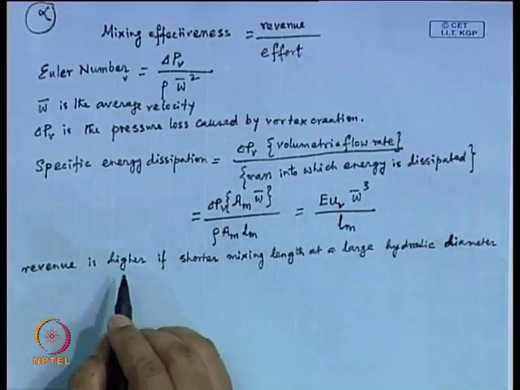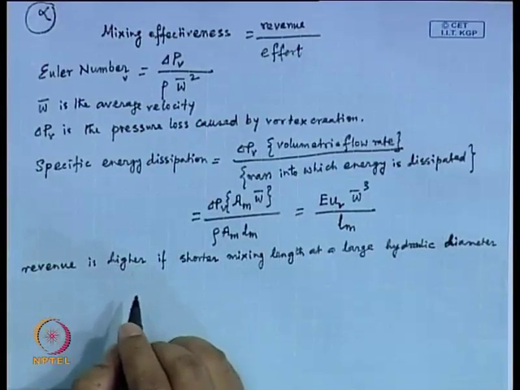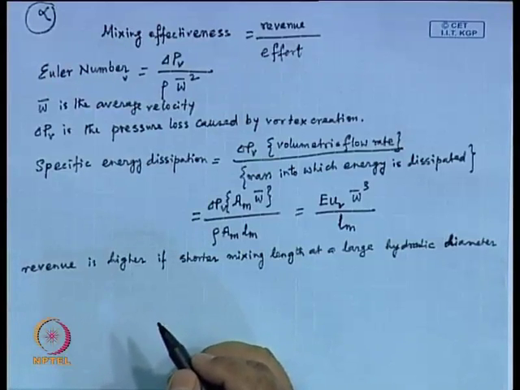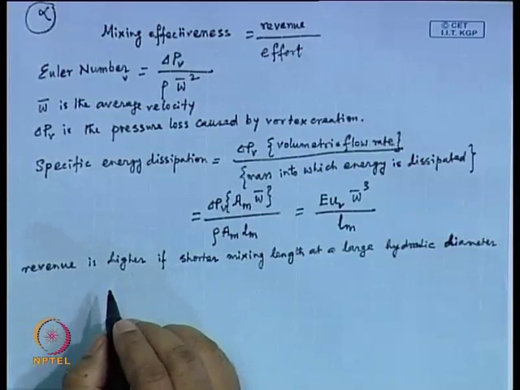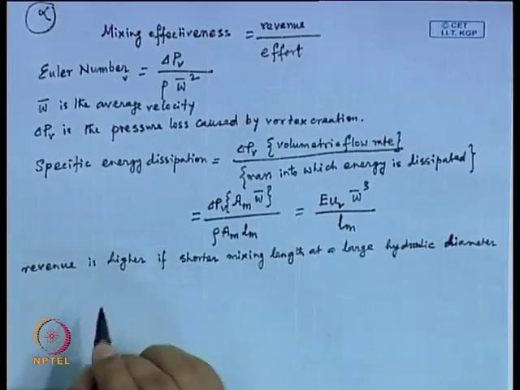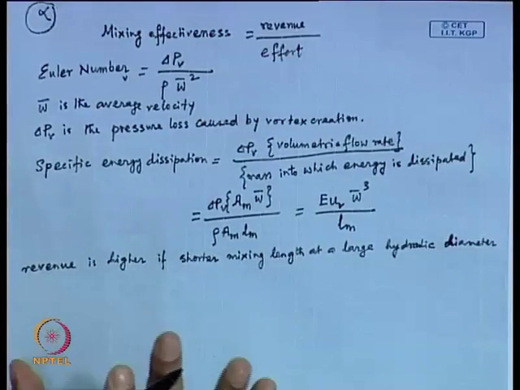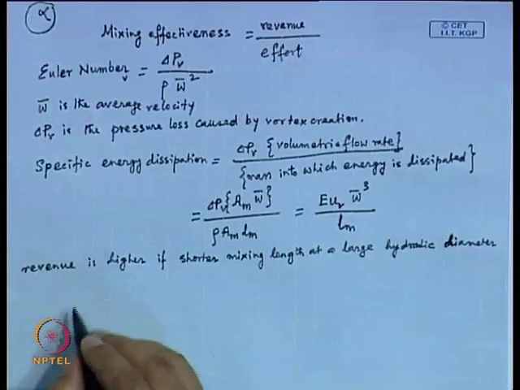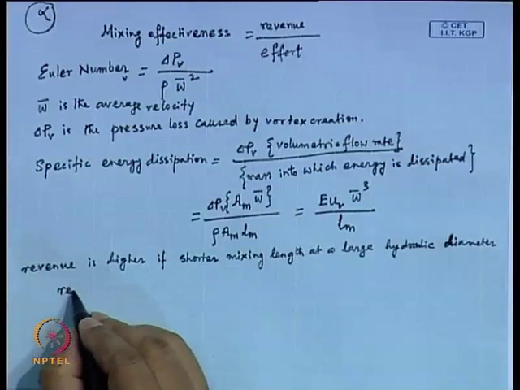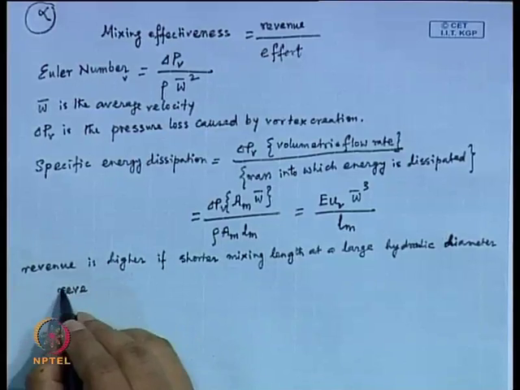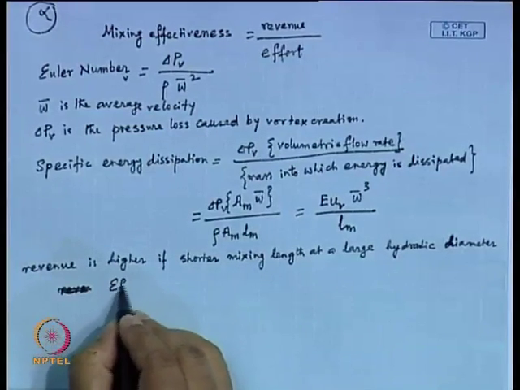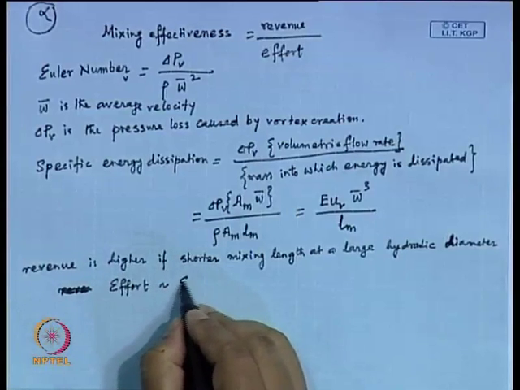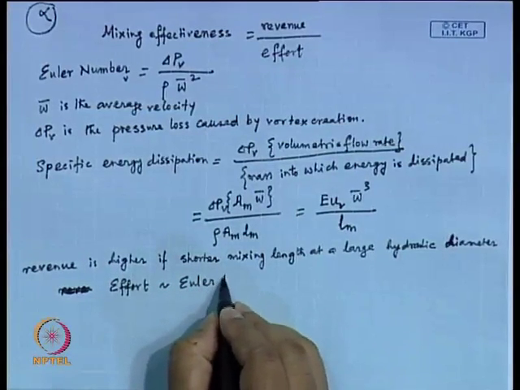Okay, so if you have a shorter mixing length, it would be higher, if shorter mixing length at a larger hydraulic diameter. Okay, so this is the idea that we have as far as revenue is concerned. In that case, the revenue divided by effort, and the effort we can write as the Euler number itself.